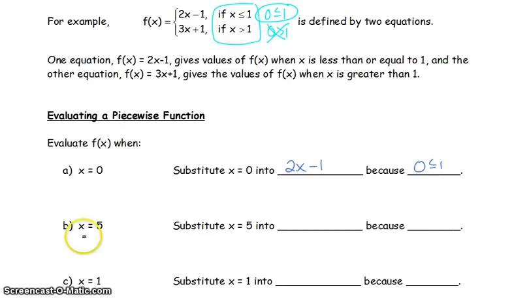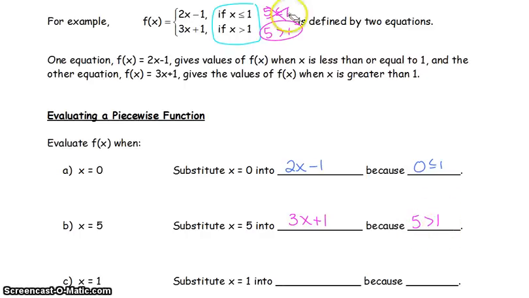If I want to evaluate when x is 5, we've got to do the same thing. We've got to look at the domain. So is 5 less than or equal to 1, or is 5 greater than 1? Well, 5 is greater than 1. Therefore, I'm going to plug 5 into 3x plus 1 because 5 is greater than 1.